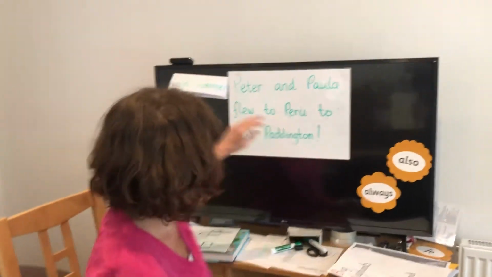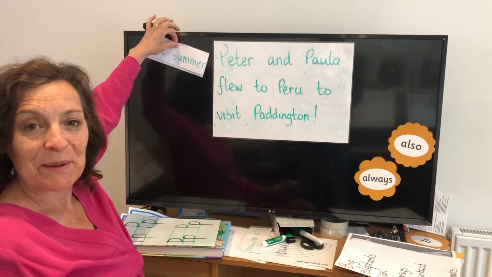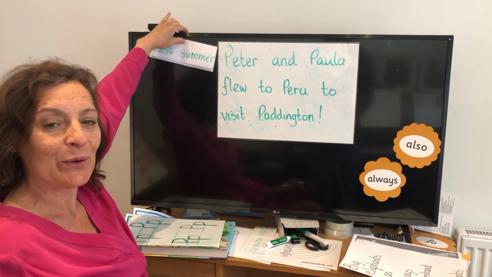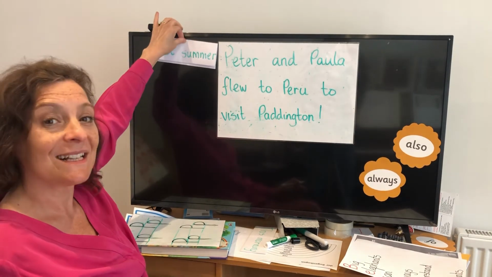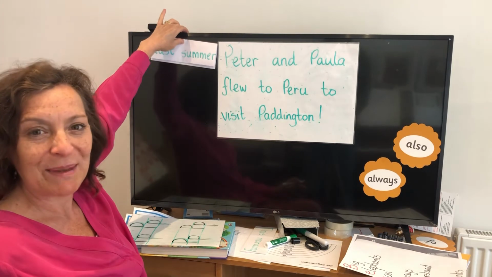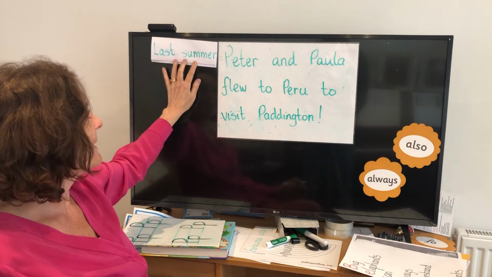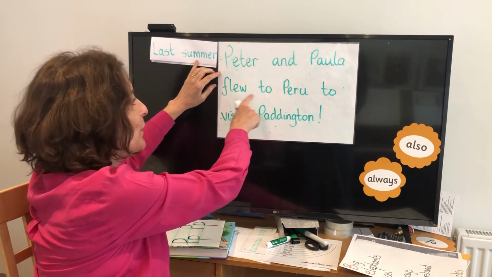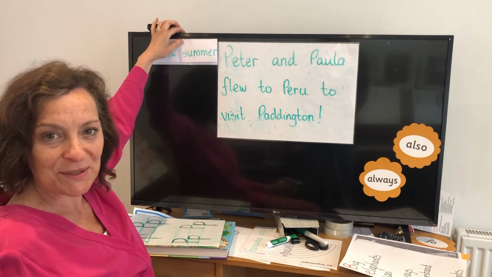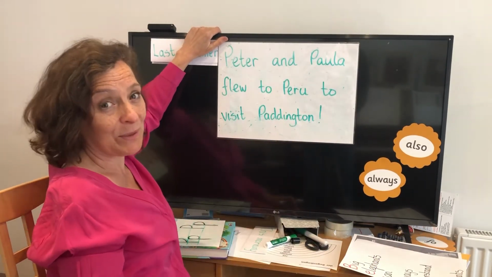Right, I've got a sentence, because Peru, if you've seen the Paddington films, is where Paddington came from, Paddington Bear. And Paddington was a storybook before it became a film. Actually, it was made into a little cartoon when I was a little girl, but I actually started reading Paddington books before they became films or cartoons. I loved Paddington. So my sentence is: Last summer, Peter and Paula flew to Peru to visit Paddington. And Paddington starts with a capital P as well. You'd have to fly to Peru, it's very, very far. You could sail, but it would take a long, long time.